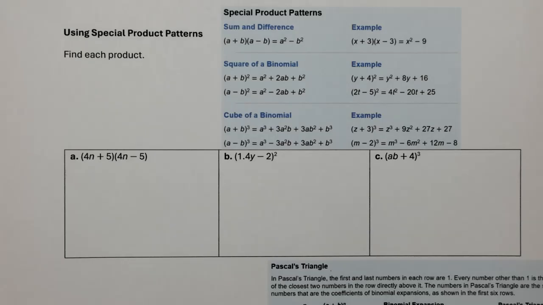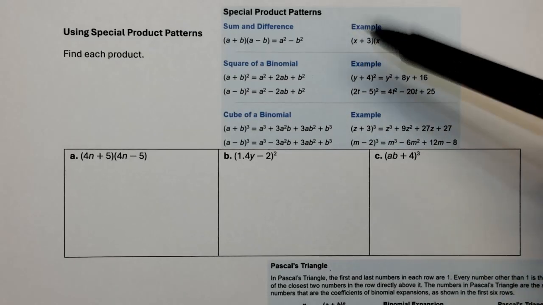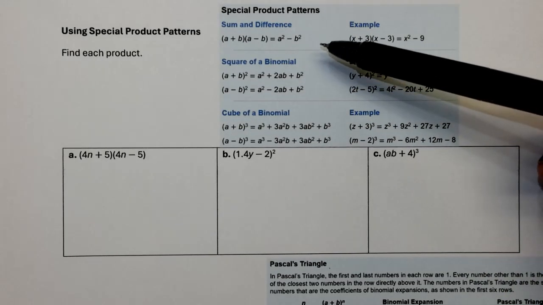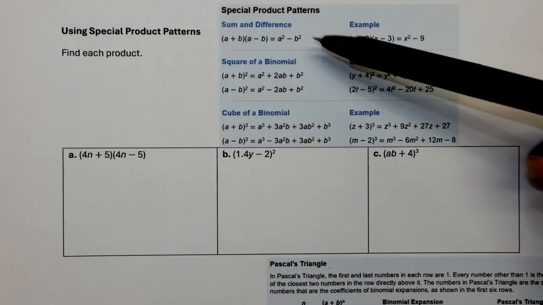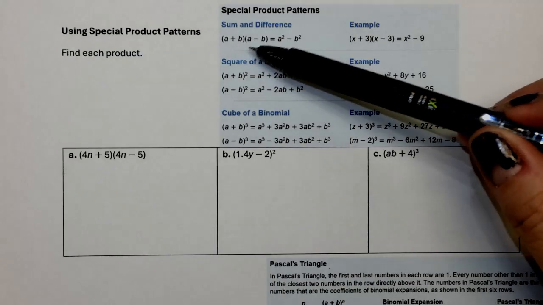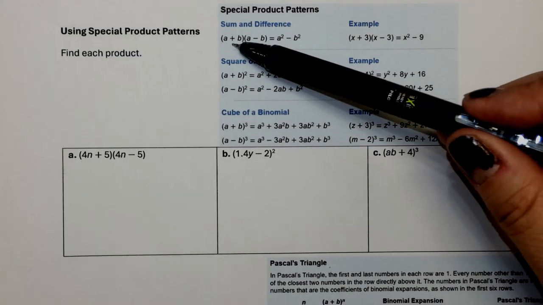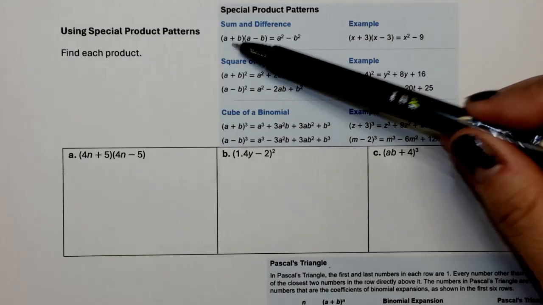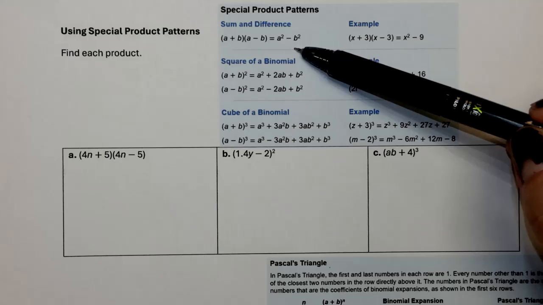All right, welcome back to lesson 4.2. We are continuing on with special product patterns. So some of these I've talked about before, but I haven't stressed it just because we didn't get to it yet. What it's saying is if you have two binomials where A is the same number, B is the same number, and you have a positive and a negative, you could simply do A squared minus B squared.